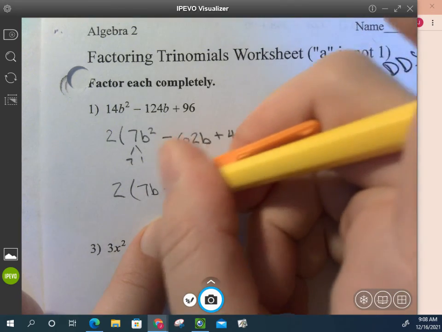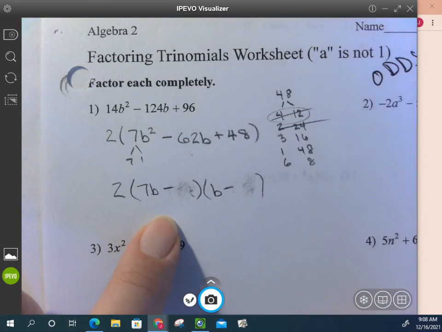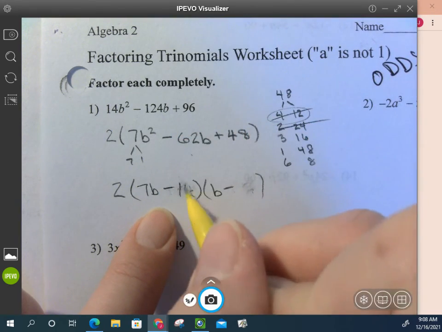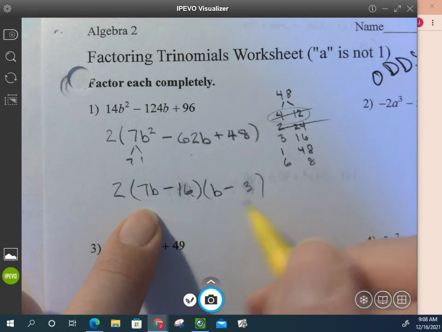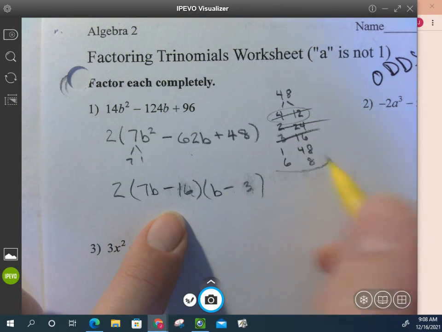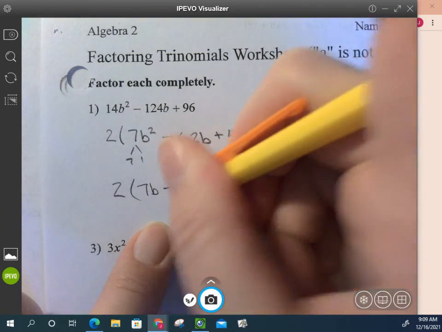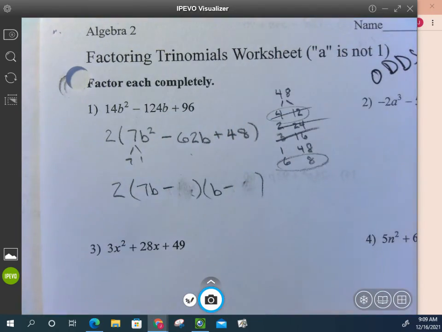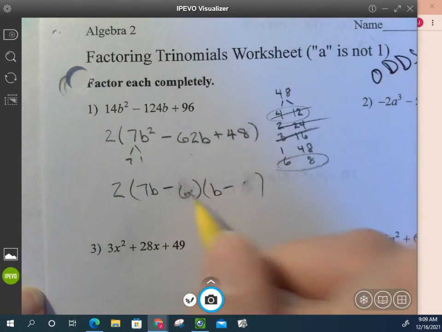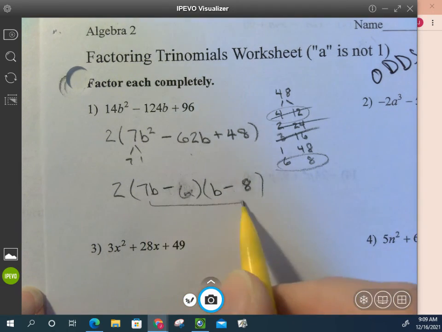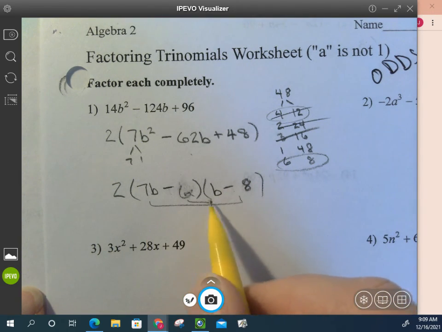I would try 3 and 16. Well, 7 times 16 is too big. So I would try it this way. And that's 21. That's not going to work. I'm going to jump down to 6 and 8. And again, some people will literally just type it in their calculator. So I'm going to put the 6 here and 8 here. And that gives me negative 56. I think I got it.